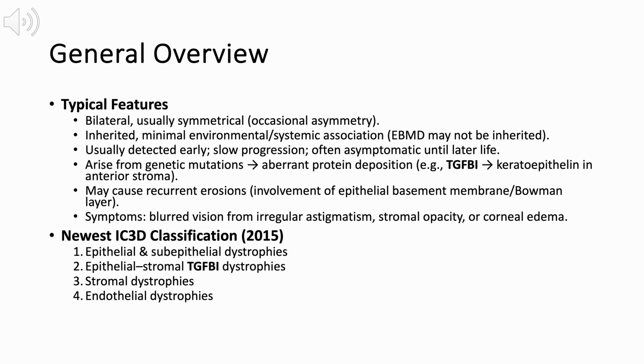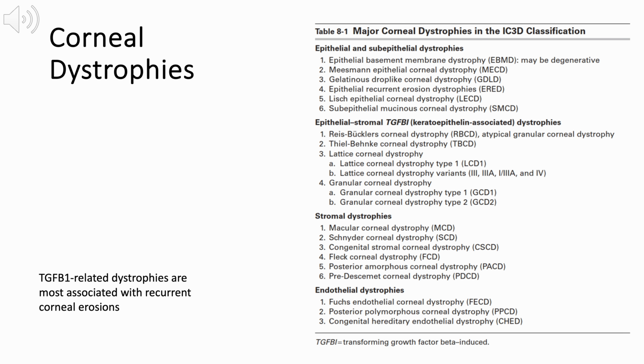The International Committee for the Classification of Corneal Dystrophies, IC3D, revised the nomenclature to more accurately reflect the evolving genetic, clinical, and histologic characteristics of the dystrophies. In this reclassification, updated in 2015, the corneal dystrophies are classified into four main categories: epithelial and subepithelial dystrophies, epithelial stromal TGFBI dystrophies, stromal dystrophies, and endothelial dystrophies. Let's review the major corneal dystrophies, organized according to the IC3D classification system.